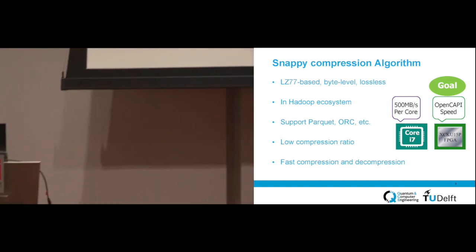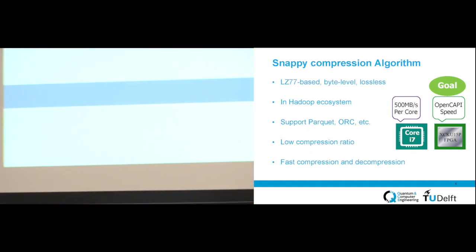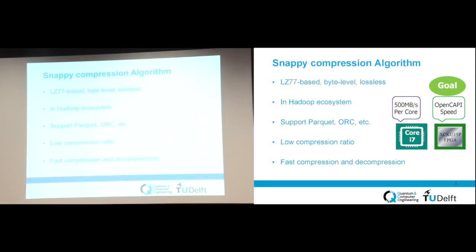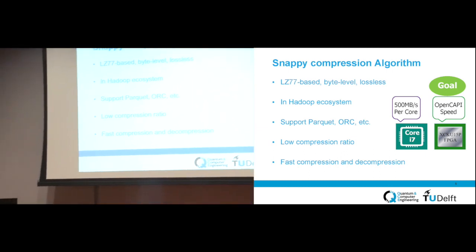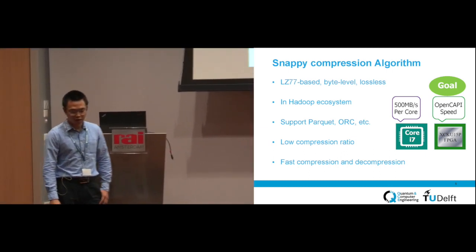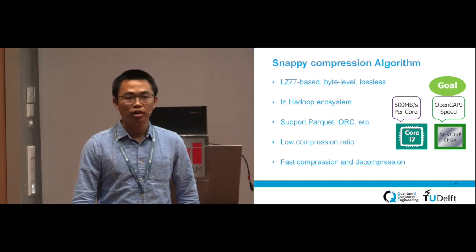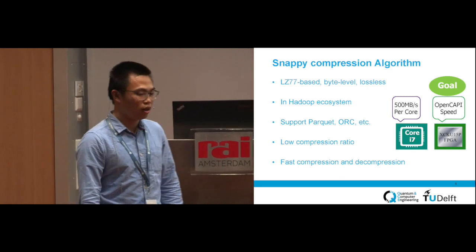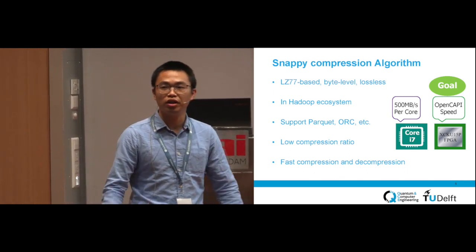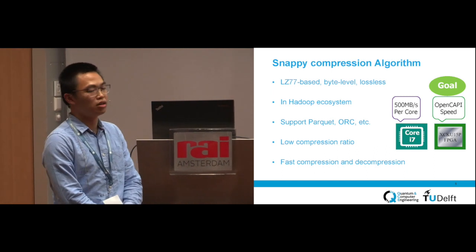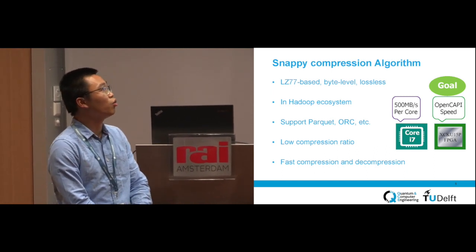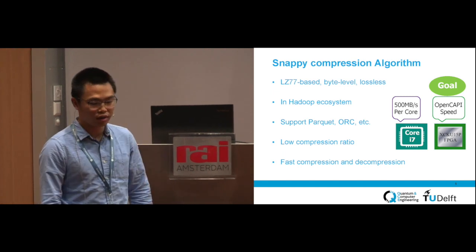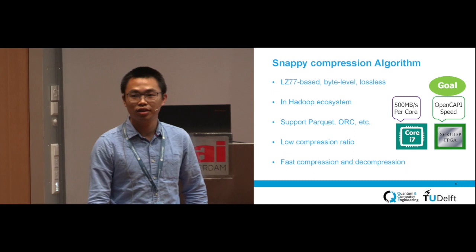So what is Snappy? Snappy is a compression algorithm open sourced by Google more than 10 years ago. It's LZ77 based, byte-level, and lossless. It is widely used in many big data systems and platforms, and supports Parquet and ORC. It has a lower compression ratio, but the speed is fast.